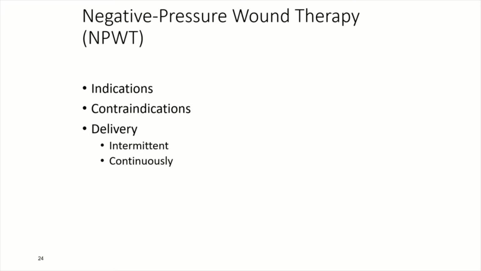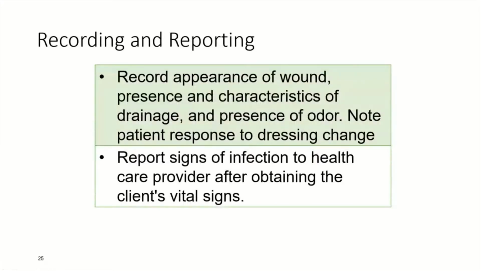Research and review of evidence shows improvement of micro blood flow and granulation at a continuous rate of 125 millimeters of mercury. For patients in severe pain, however, they'll have a decreased level of 75 to 80. Recording and reporting. Record the appearance of the wound, the presence of characteristics in drainage, presence of odor.